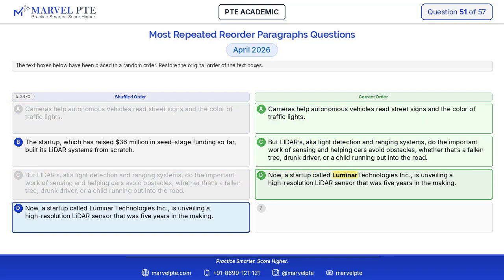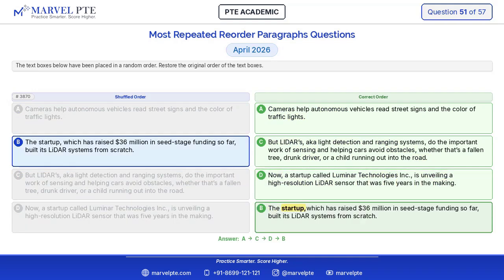Now, a startup called Luminar Technologies Incorporated is unveiling a high-resolution LiDAR sensor that was 5 years in the making. The startup, which has raised $36 million in seed stage funding so far, built its LiDAR systems from scratch.